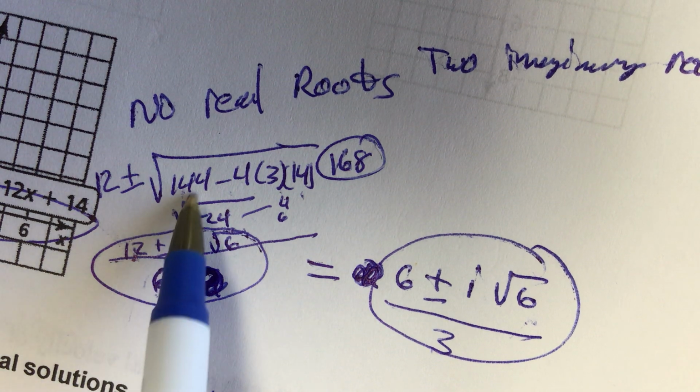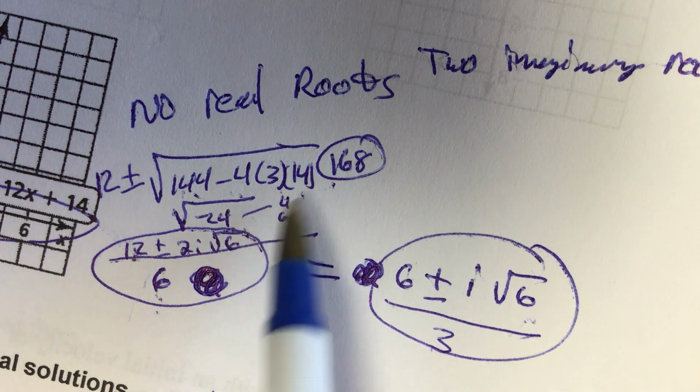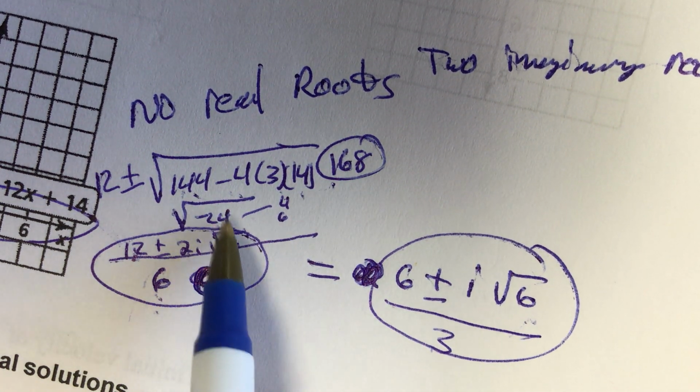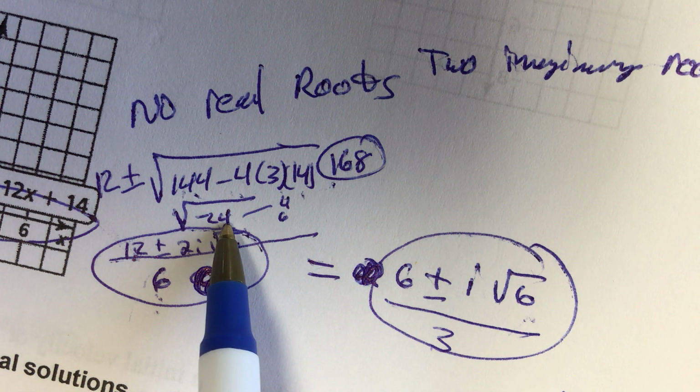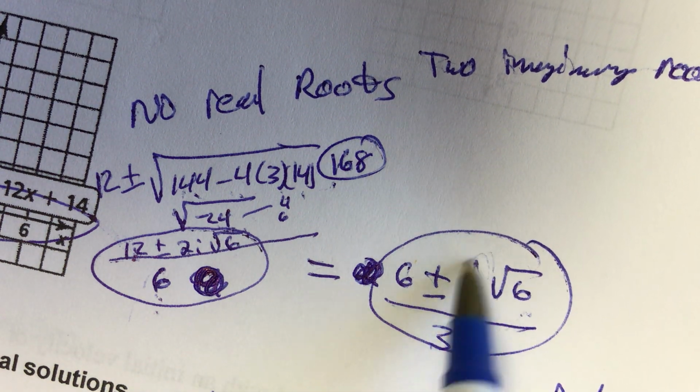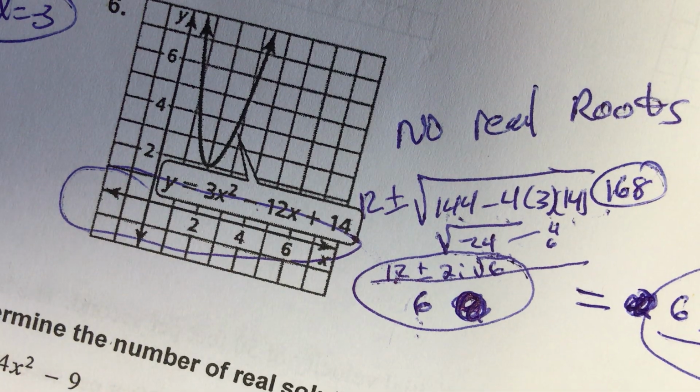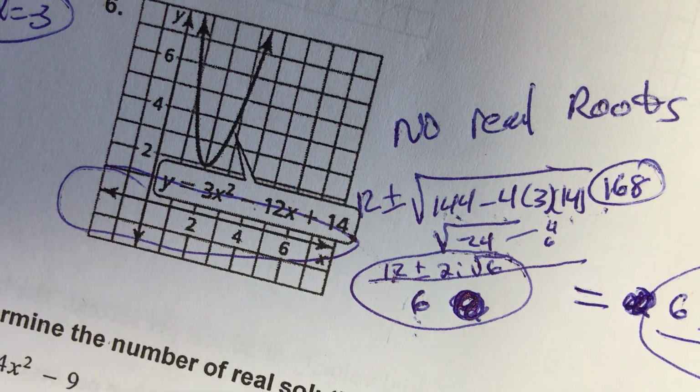And so 144 minus 168 is going to be a negative value. That's all I really care about when I'm looking at the discriminant, because that tells me I'm going to have imaginary roots, or as you're looking at the graph, that it won't cross the x-axis.